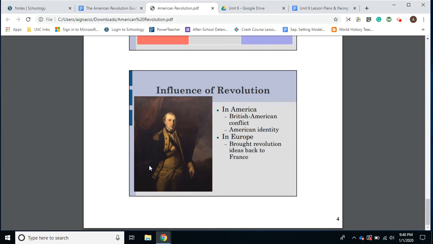So all in all, when we look at the influence and the effects of the revolution going forward, in America, we're going to see some hostility between the British and the Americans going forward for a period of time. We're not necessarily going to focus on that in this class, but it's going to create that hostility between the British and the Americans. And then in Europe, these revolutionary ideas are going to go back to France and fuel the French Revolution. We're going to talk about the situation in France in a few days.